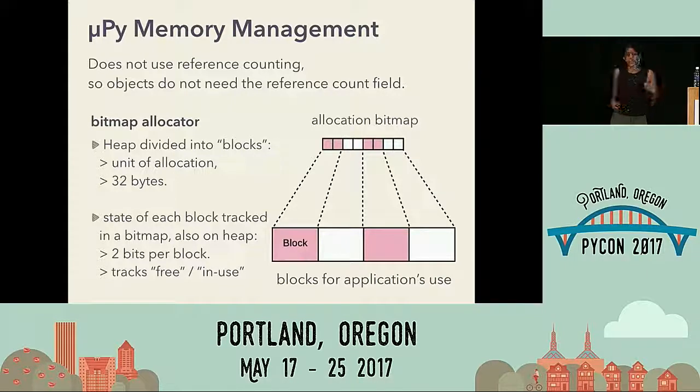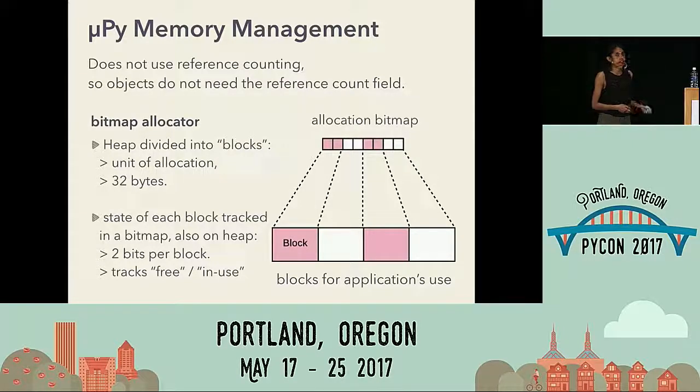MicroPython's allocator is a bitmap allocator. It basically takes the heap and divides it up into blocks, or simply units of allocation, which are each 32 bytes. It stores the state of those blocks, whether a block is in use or free, in a bitmap, which is simply another region of the heap. It tracks the state of each block with 2 bits. So in the example there, we can see that blocks 1 and 3 are in use because their corresponding bits in the bitmap are set.